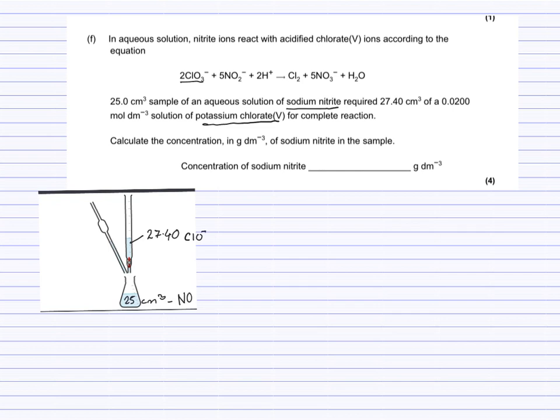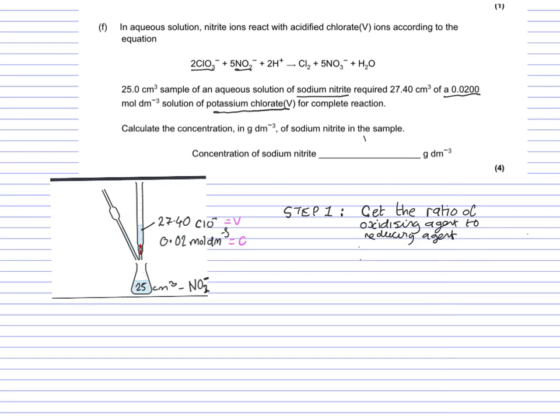So what we have to do is to calculate the concentration of the sodium nitrite, that's NO2 minus, not NO3, NO2 minus, in the flask. We're trying to find the concentration, not in moles per dm cubed this time, but in grams per dm cubed. So what we do in our little storyboard is to fill in the volume and the concentration. So we can see here that the volume of the chlorate ions is 27.4 and the concentration is 0.02.